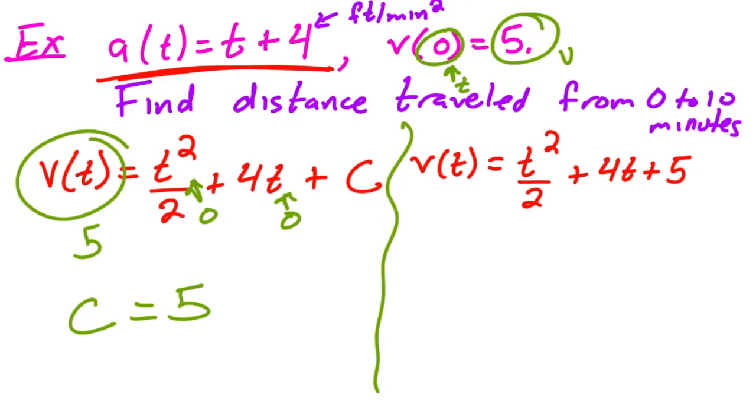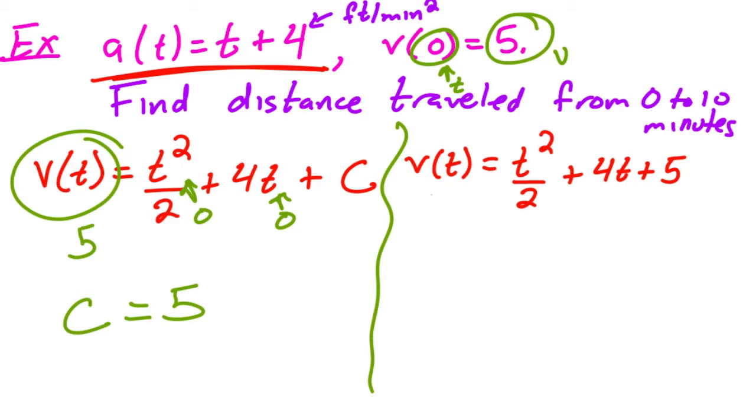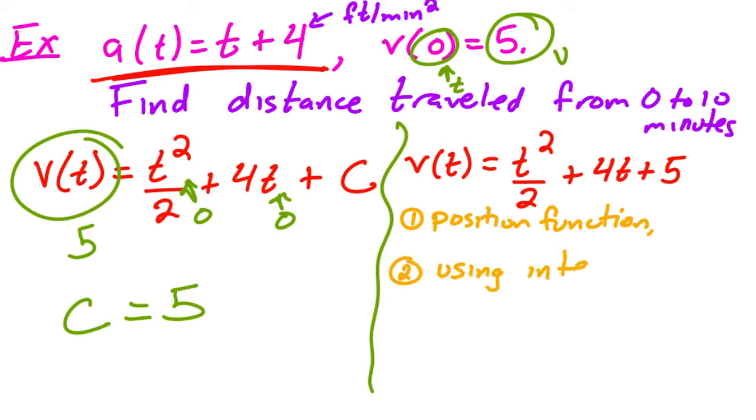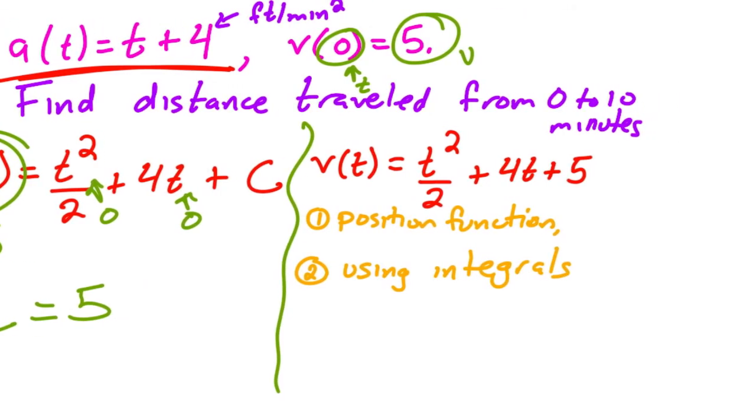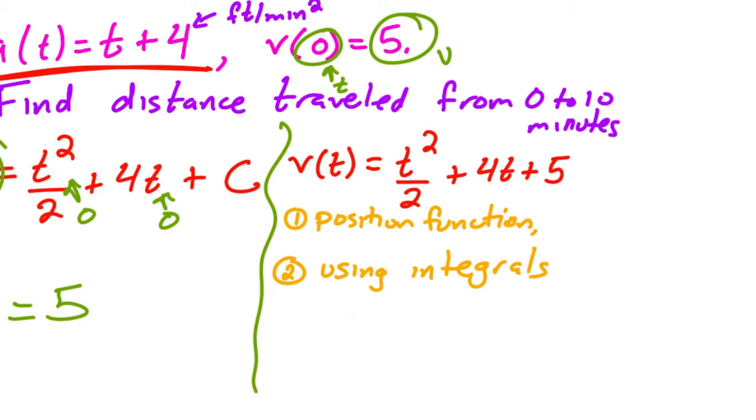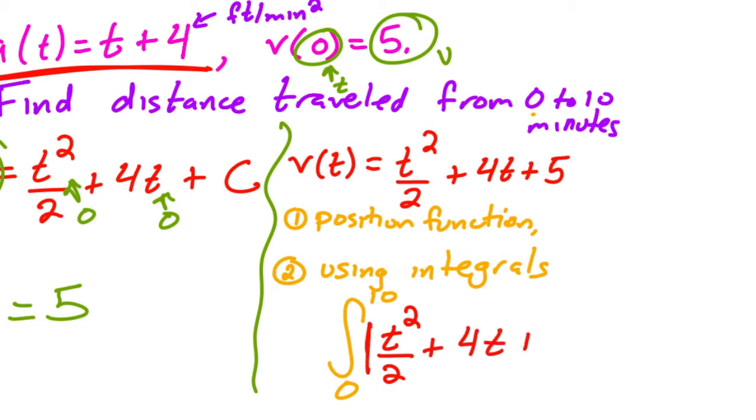Now at this point you have two options. They're actually kind of similar. You can either find the position function, the same thing that we did when we first learned antiderivatives, and find the distance traveled using that, or using integrals. Now, since we're in the integration chapter, let's do it using integrals. So the distance traveled, remember, is the integral from 0 to 10 minutes. So it's going to be from 0 to 10, and then it's going to be of the absolute value of t squared over 2 plus 4t plus 5. Okay, and then dt, don't forget.